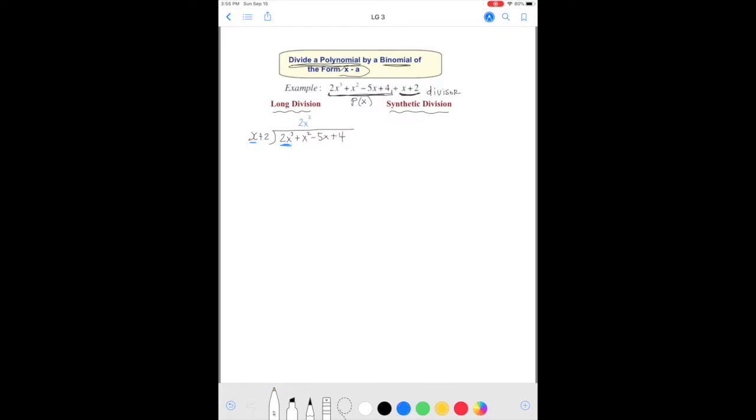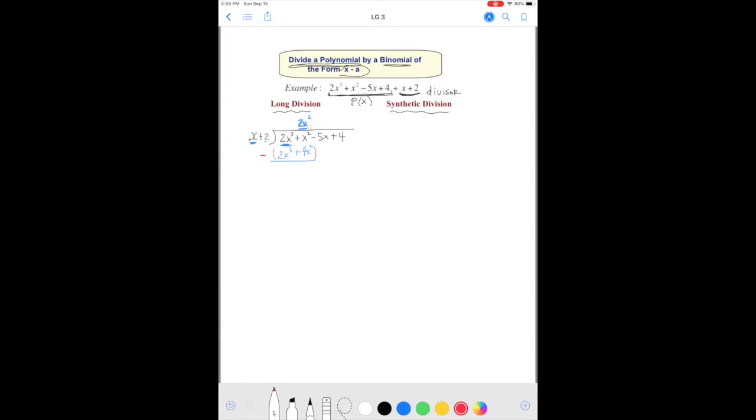Now watch how I line things up. See the 2's with the 2's? So you want to line those up. Now we take 2x squared times x, and it gets us 2x cubed. That's important, they match up. Then we take this 2x squared and multiply by 2, so we get 4x squared. We draw our line. Now we're going to subtract, because remember, in long division we subtract.